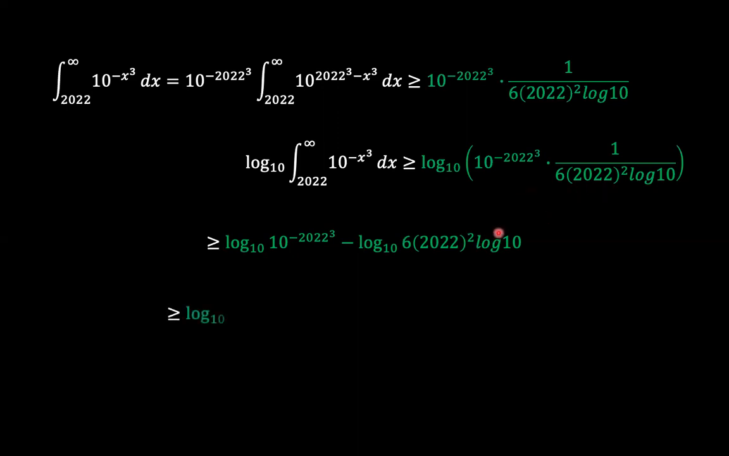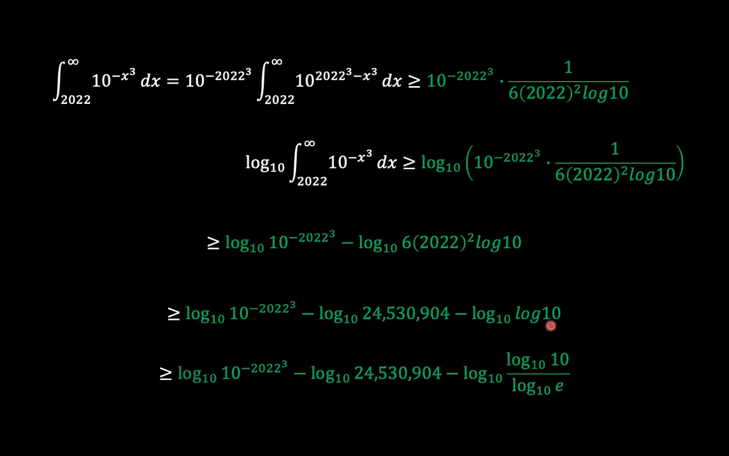So eventually log 10 of this, so we have to multiply this out. This is log 10 of 10 to the power negative 2022 cubed minus log 10 of the product of 6 and 2022 squared, which is 24,530,904, and then minus log 10 of the natural logarithm of 10.